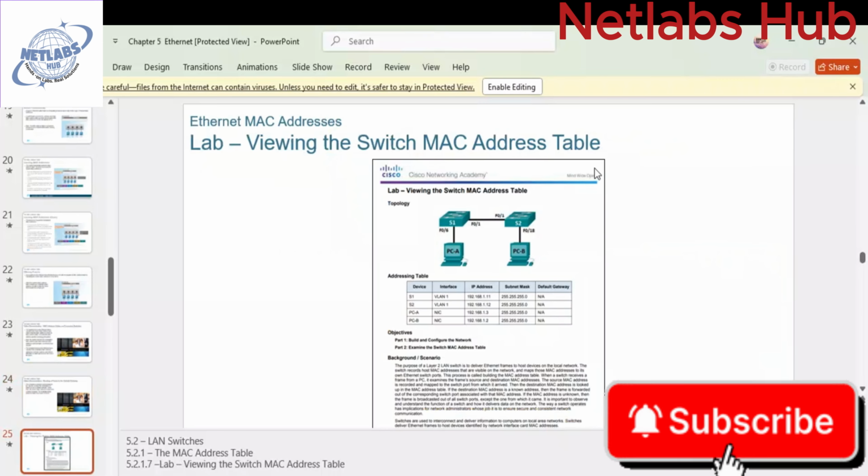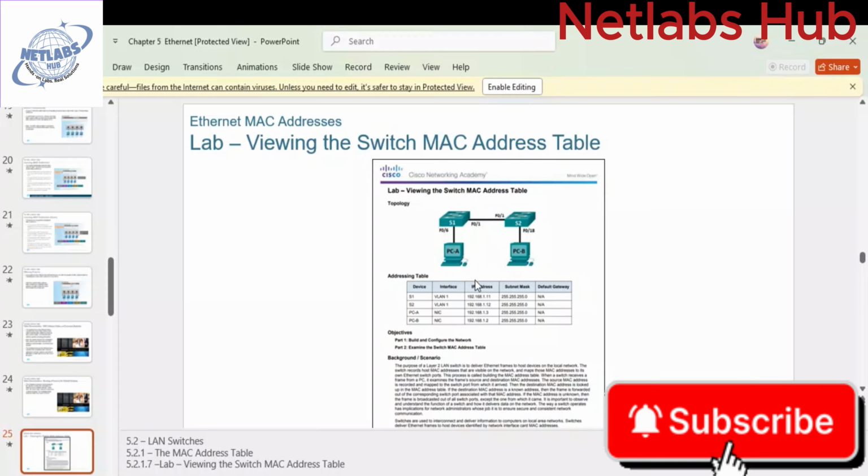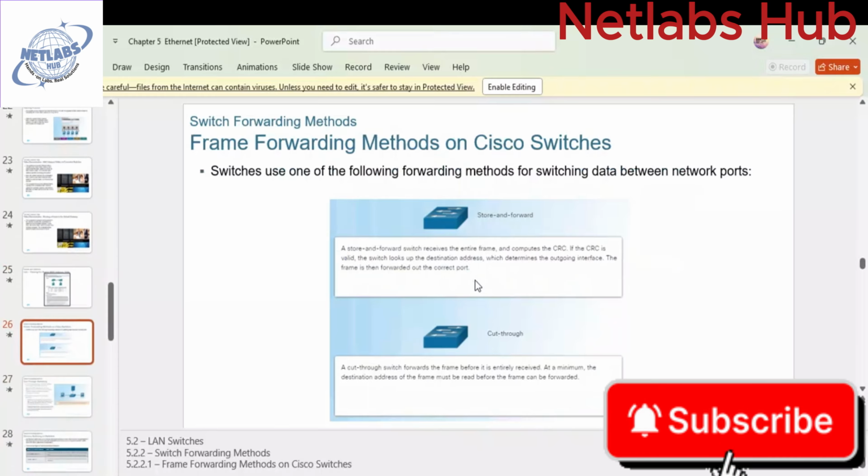So this is how you view the MAC address table. You can connect two switches, then on each switch one computer, and then check how the MAC address is populated there. So, frame forwarding methods on a switch.